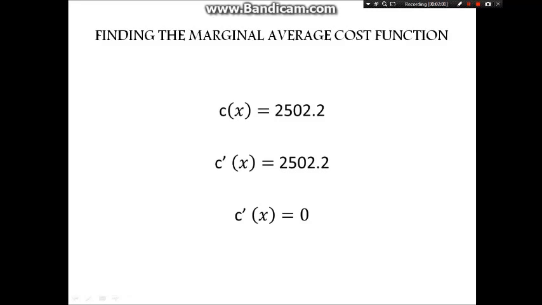Finding the marginal average cost function. The average cost function C bar of x is equal to 2500 over x plus 2.2. So C bar prime of x is equal to the derivative of 2500 over x plus 2.2, and it will be equal to 0.